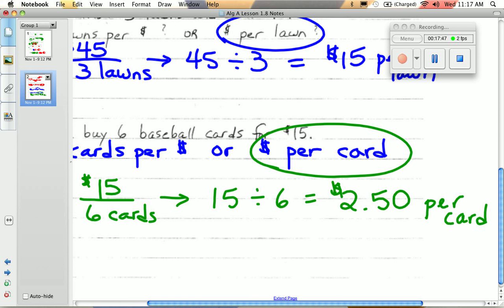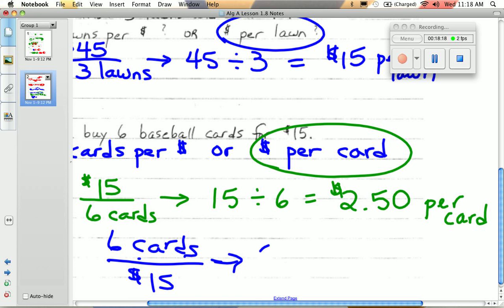So again, tomorrow when you ask me, Mrs. LeGrand, is this acceptable? Would somebody do this for me? What is 6 divided by 15? What is it? No, what's 6 divided by 15? 0.4? Okay, so that would mean then what? If we changed it around and we had it this way, 6 cards over $15, and we divided that out, Hunter says that is 0.4. That's 0.4 what? Cards. Cards per dollar.